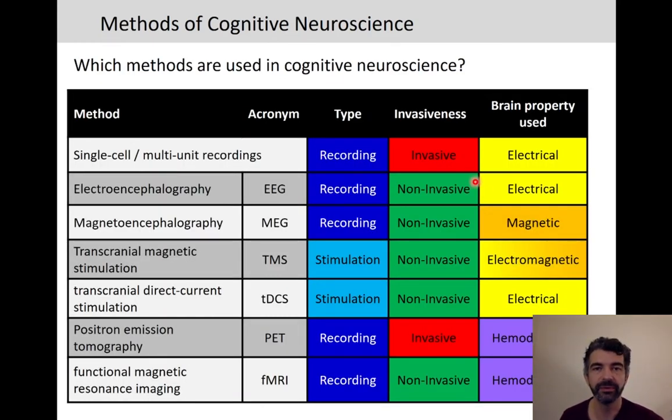So here's an overview of the most important cognitive neuroscience methods. I don't want to go into too much detail here because you can just look up the details on the slides or pause the video, but just to explain to you how you can read this. So for example, electroencephalography or EEG is a recording measure, meaning we do record some process in the brain with that method. It is non-invasive because we don't break skin, we just put them on the scalp. And EEG uses electrical properties of the brain.